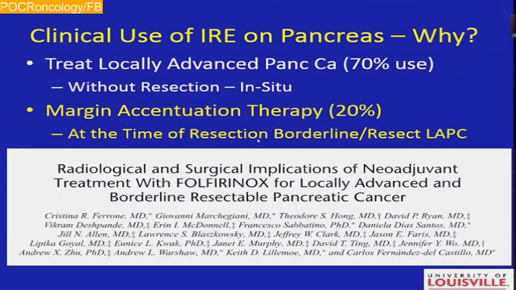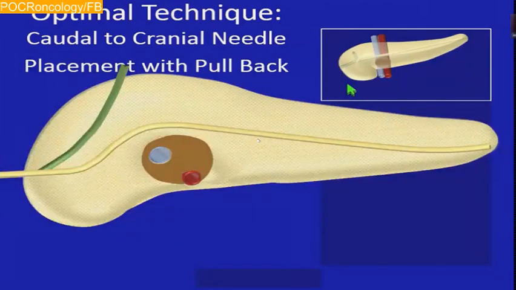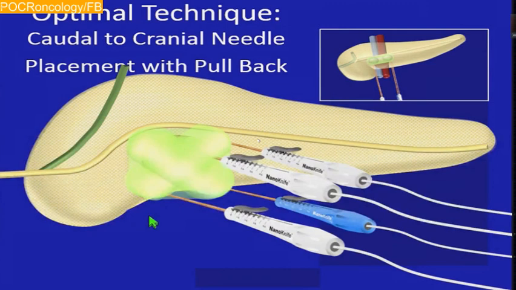There are two main uses for this electroporation. One is trying to use it in situ for patients with unresectable disease, just do the electroporation, trying to kill the cells while it's in situ. And then 20% of the cases has been to try to accentuate the margin and get a margin negative resection rate after resection. So this is the tumor that is encasing the portal vein and superior mesenteric artery. With these needles, you try to induce a perfectly selected voltage of current among these needles, try to induce this cell membrane damage without affecting the SMV and the SMA.